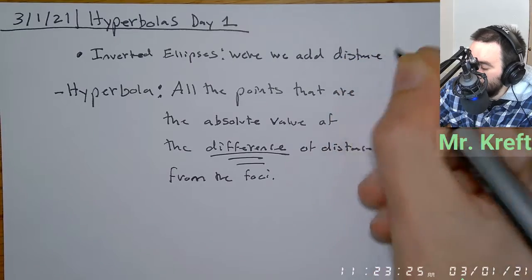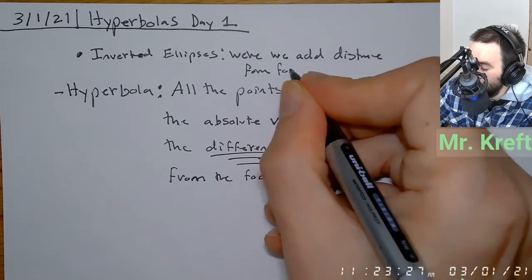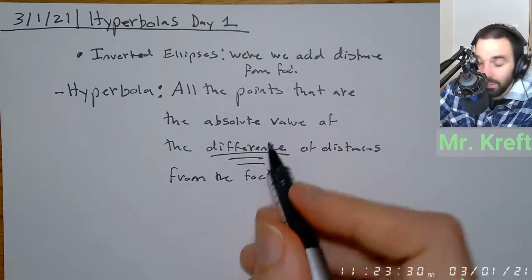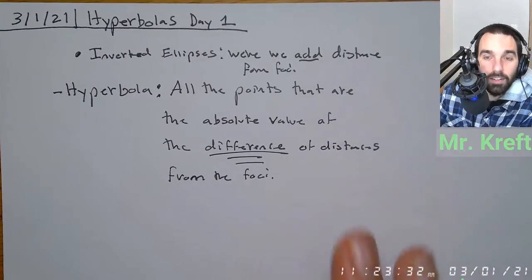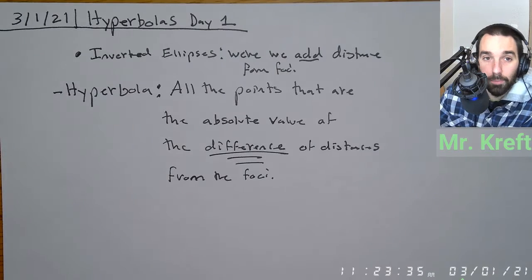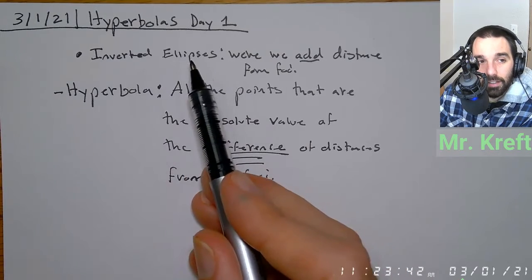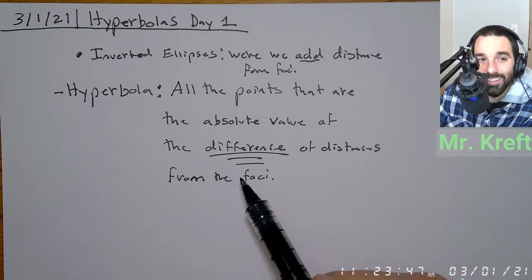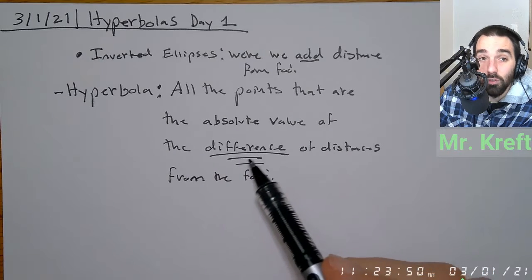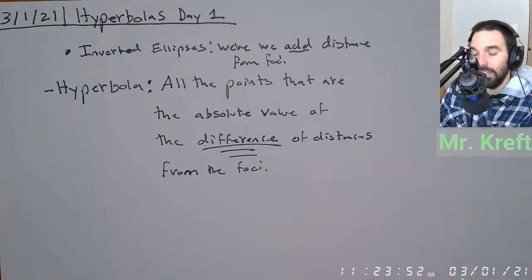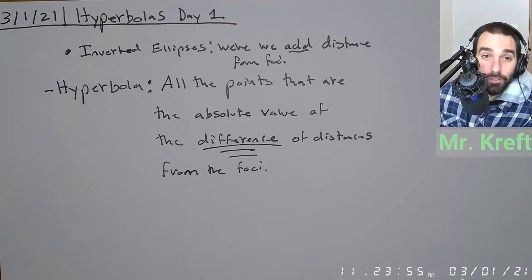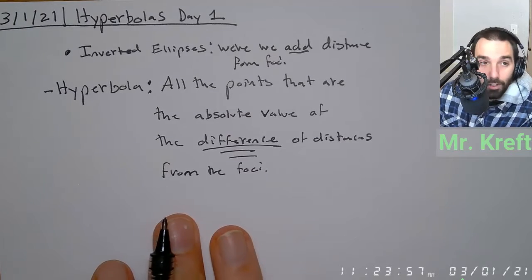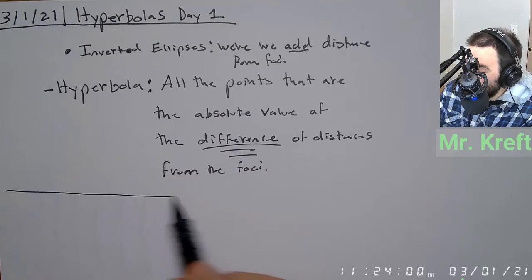So with ellipses we add the distances from the foci, and here it's the difference, so we subtract. That's how you know the difference between an ellipse and a hyperbola: does it have addition or does it have subtraction? And we'll go over that next class. So again, the big takeaway is that for an ellipse you add the distances from the foci. For the hyperbola, it's the difference of the distances from the foci, which means you subtract. And it's the absolute value because we want our distances to be positive. That's what a hyperbola is in words.